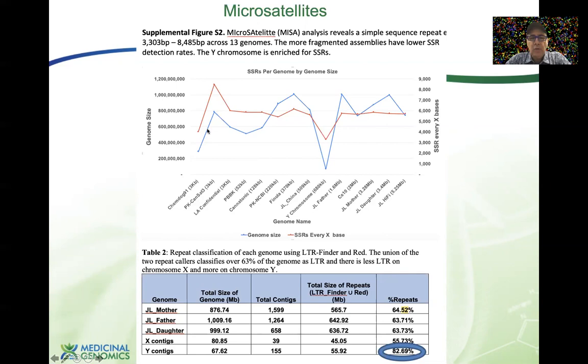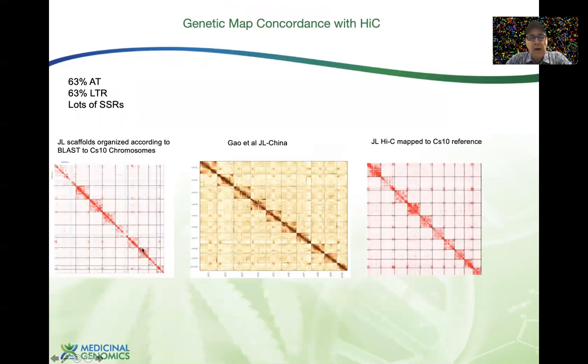We have done some HiFi on this, and this is just a sense of what this HiFi data looks like if you map it to different references. So this is actually our Hi-C data mapped to CS10 and our Hi-C data mapped to some of our assemblies. This is another assembly that came out very recently from China, also named JL, by the way, just not Jamaican Lion like the one that we're sequencing, but a different JL.